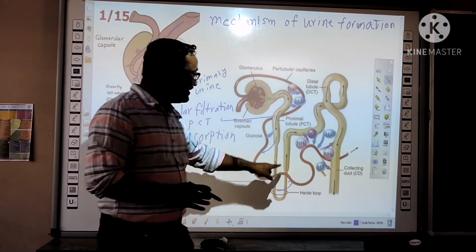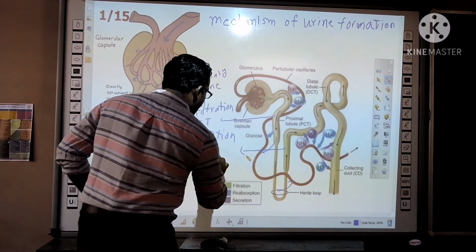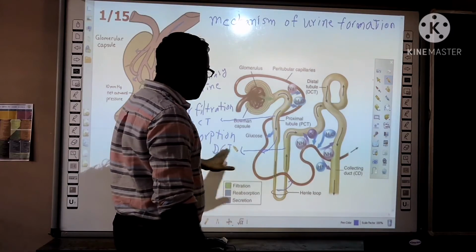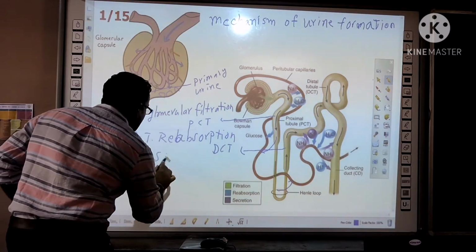Next, now we enter into the next part. What is this? DCT, distal convoluted tubule. In the DCT, the third stage takes place. That is tubular secretion.